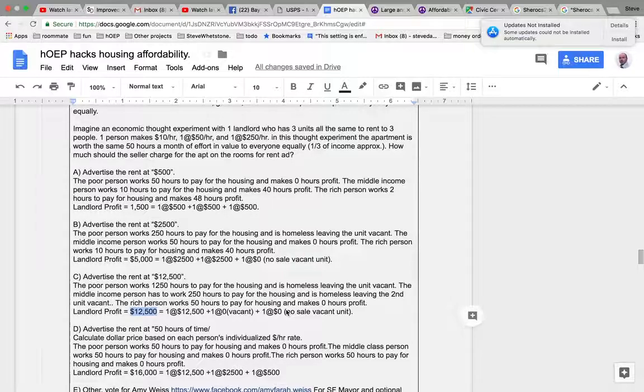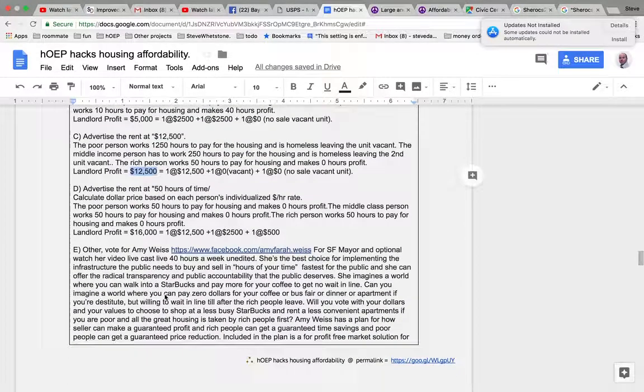There is no shortage of housing at 20% of your income for people who make $350,000 a year. They can get housing quite easily. Poor people, on the other hand, experience a great shortage of housing. So housing is not distributed equally, and neither should prices be. Prices should be distributed equally. But how would you do such a thing? Well, you could advertise the rent at 50 hours of time. 50 hours of your personal time.